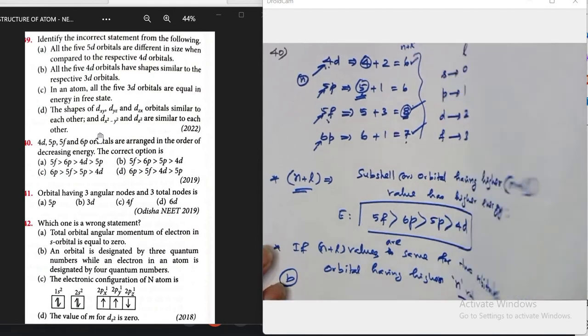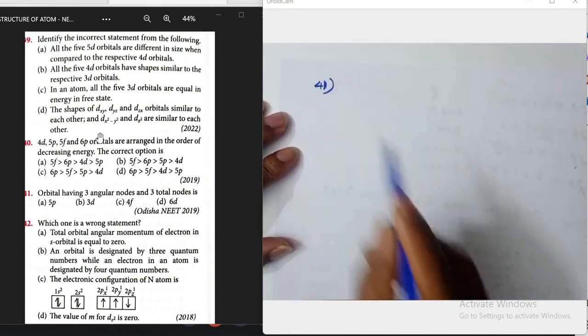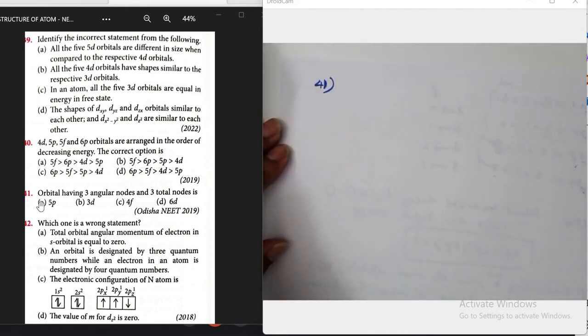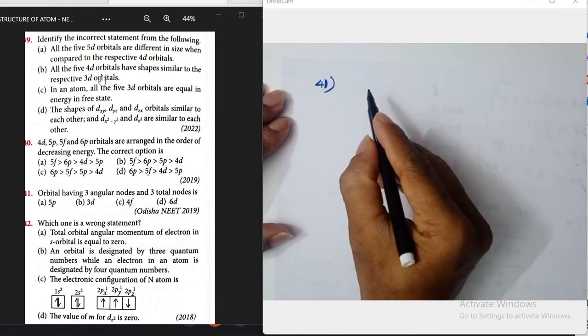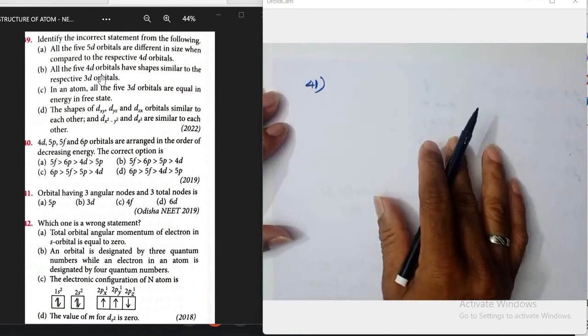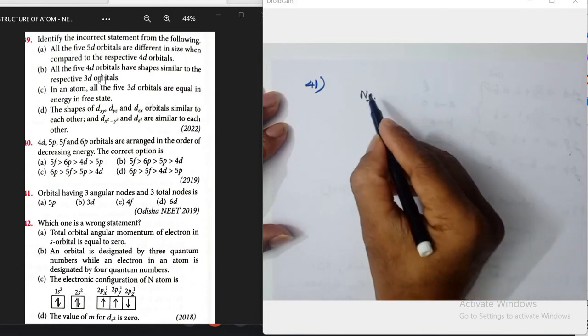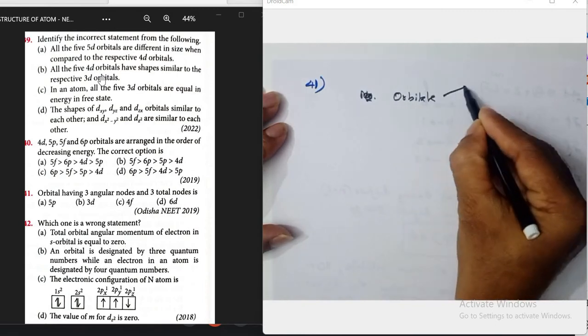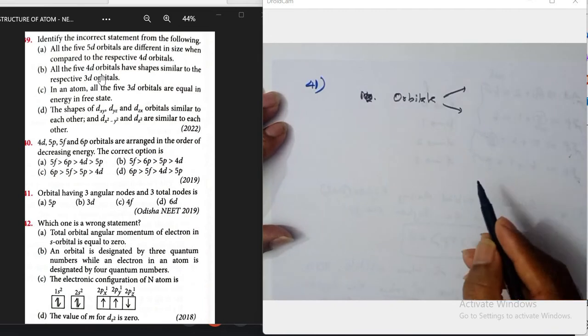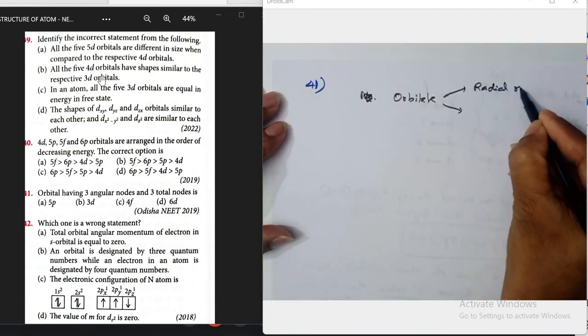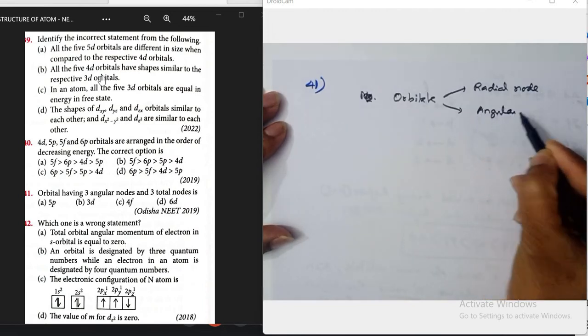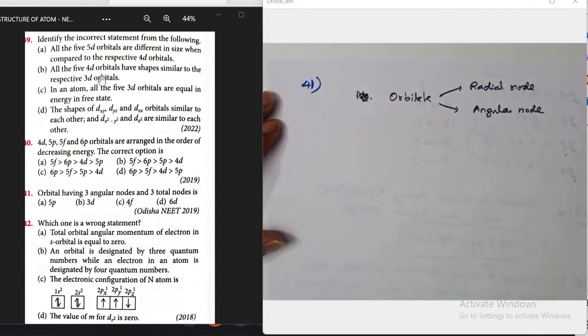Okay, sir. Then see question number 41. Here they are asking: orbital having 3 angular nodes and 3 total nodes. First of all, I'll give this information or formula. Students, observe carefully. Orbitals have two different types of nodes. Number one, radial node, and the second one, angular node.